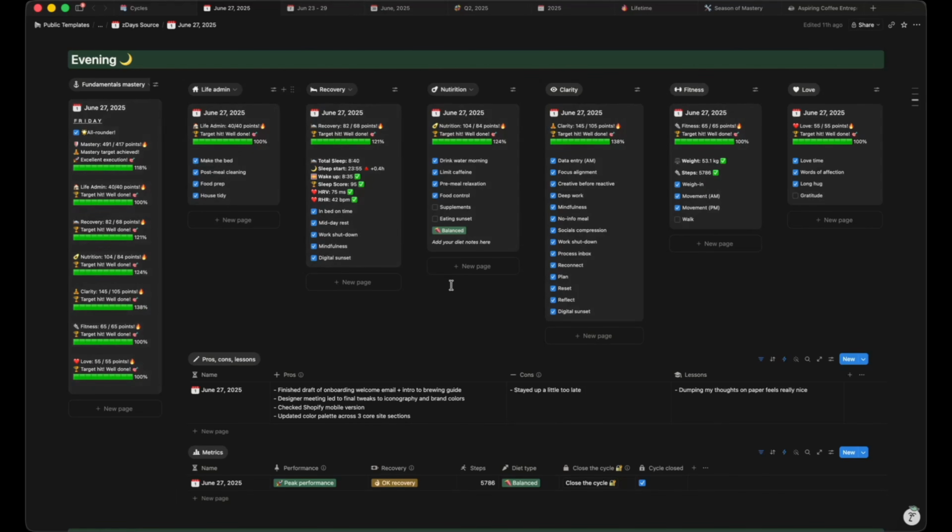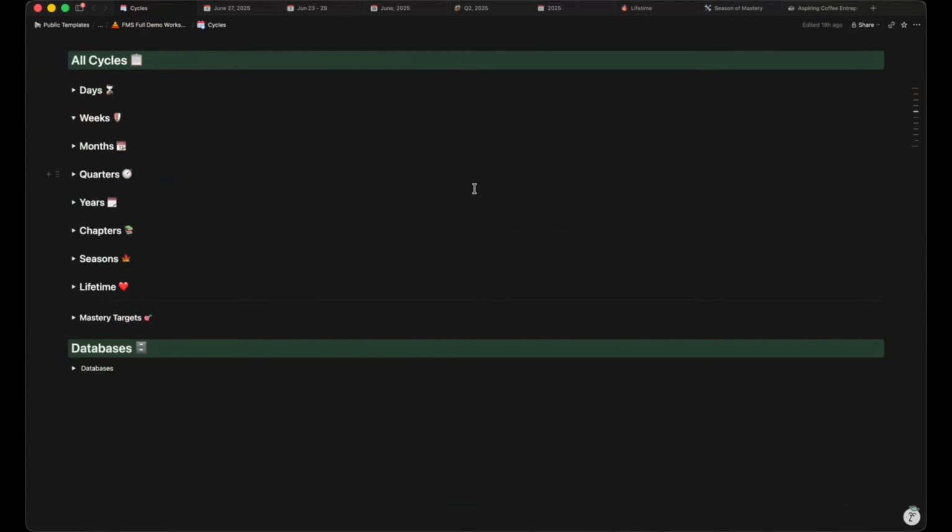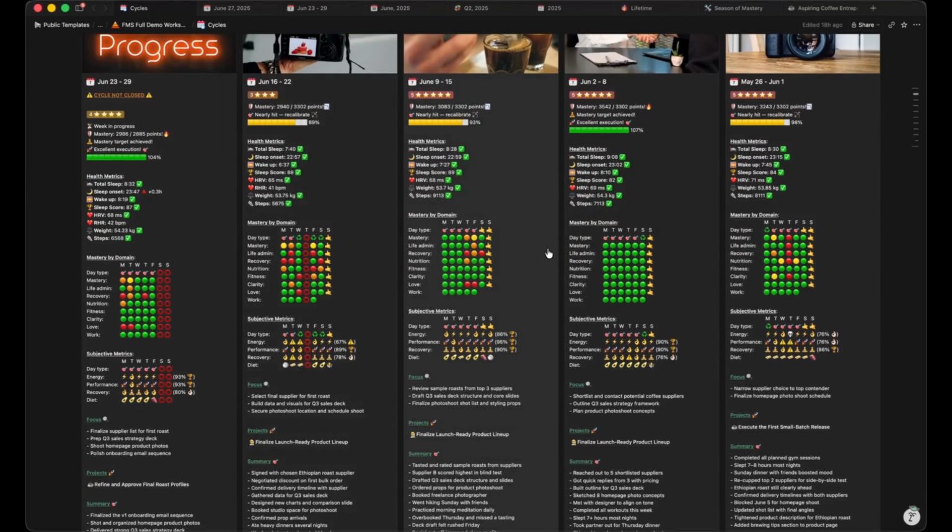Those are the mastery scores that you also saw on other time cycles, and those are going to be aggregated from days into weeks, months, quarters, and years. So if we look back to our scorecards for the weeks, if we check them out, so these kind of views are actually representations of your performance on those fundamental domains. And same happens for health metrics. Those are aggregated from days all the way to years. Subjective metrics, same, and mastery by domain as well. And this is the overall mastery score for the week.